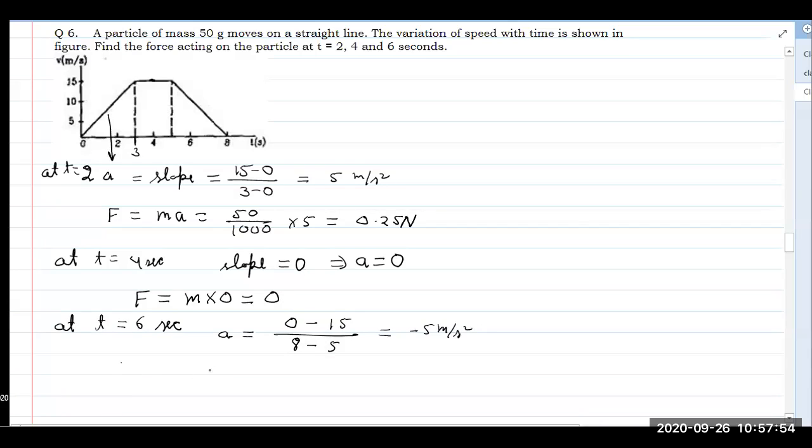And the force we can find: F equals MA, is 50 by 1000 into A, which is minus 5. So minus 0.25 newton. So in this way we can write.